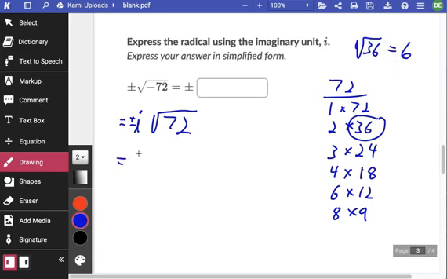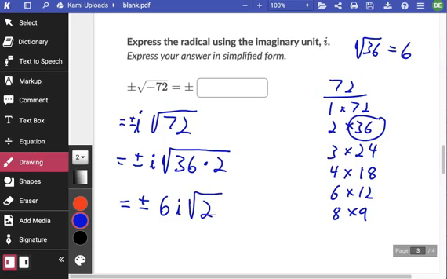Okay, so we're going to break this down. We have positive and negative i times the square root of 72. Let's rewrite that as the square root of 36 times 2. And the square root of 36 equals a plain old 6. So we're going to pull that 6 out and put it in front of the i. So it's positive and negative 6 times i, and then the square root of 2 still tags along, times the square root of 2.